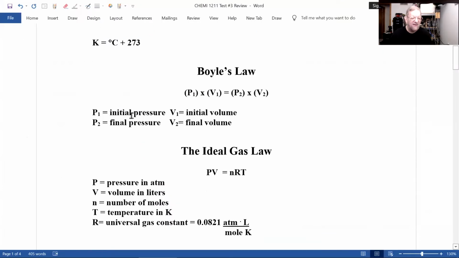And they're gone. P1 is the initial pressure, V1 the initial volume, P2 the final pressure, V2 the final volume. Remember, you'll be given 3 of these variables. Usually you're given P1, V1, and either P2 or V2, and you have to solve for the other. How do you do that? Whatever you're trying to get rid of, you divide on this side, and you have to divide on that side.